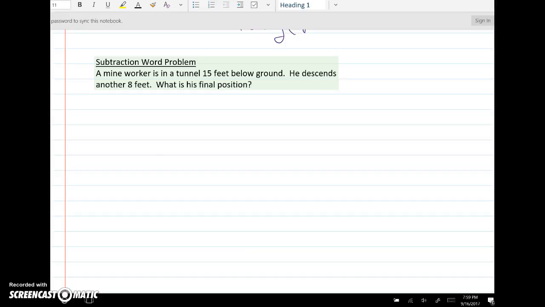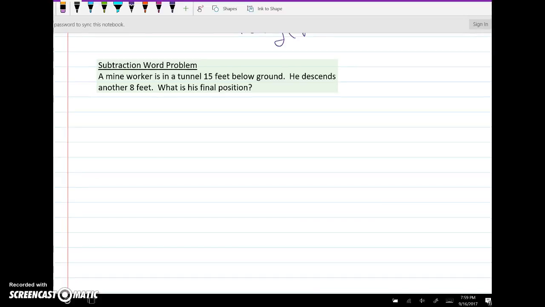Now let's look at a subtraction word problem on the other side of the page. So we're now looking at subtraction word problems. We're looking at problem number 7, the first problem on this page. A mine worker is in a tunnel 15 feet below ground. He descends another 8 feet. What is his final position? So, we know this is a subtraction word problem because it has the word descends, which means to go down.